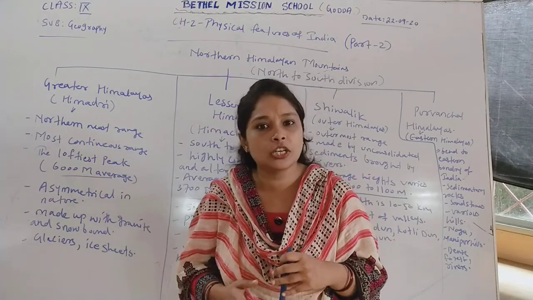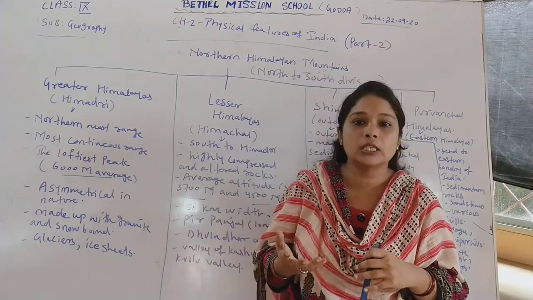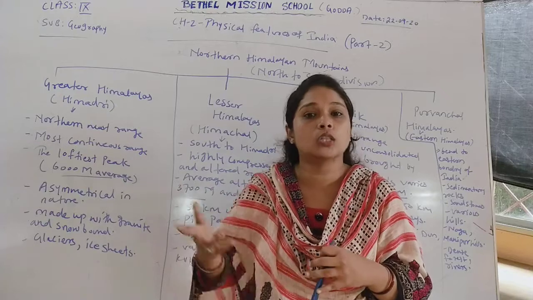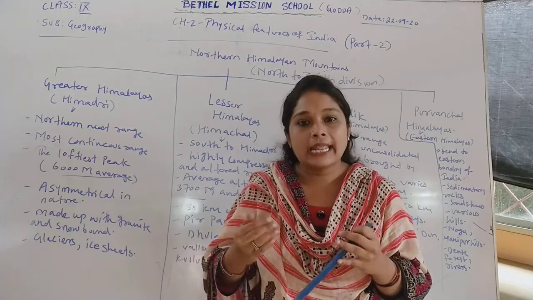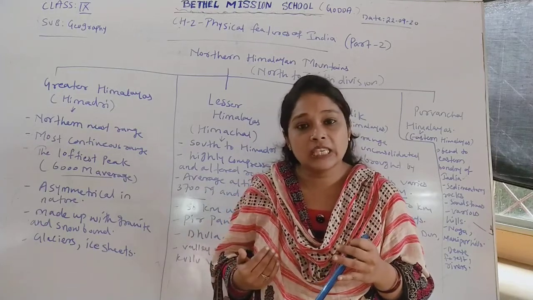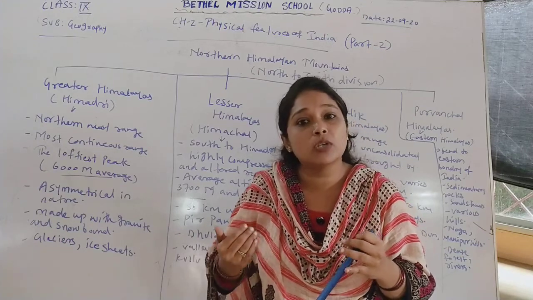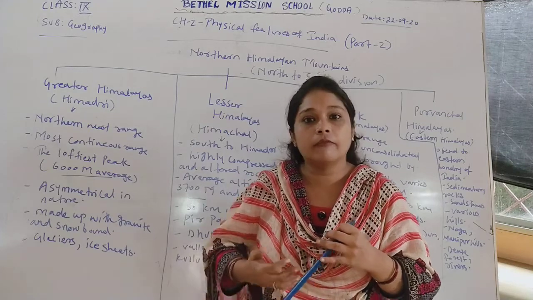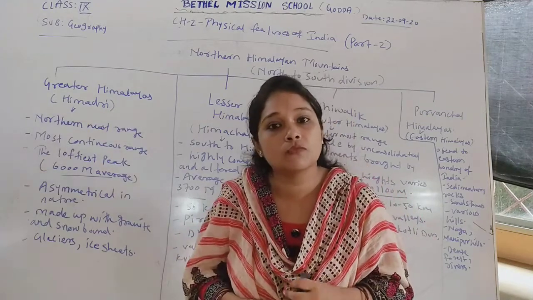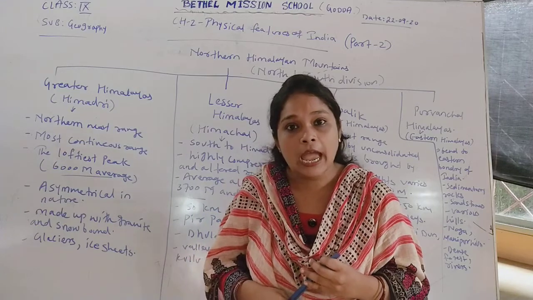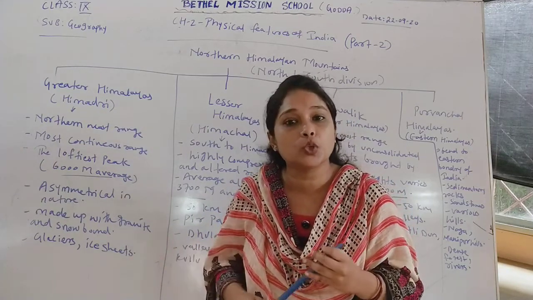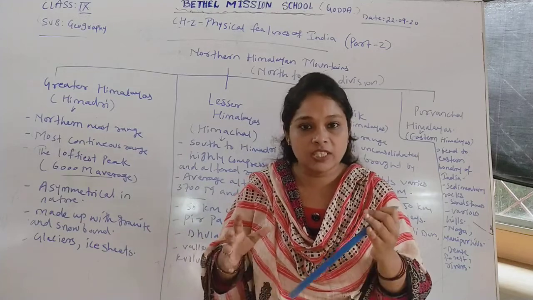Now in our last session, I told you that the northern Himalayan mountains lie in the most northern part of India, and they have different parts. We have seen that they are the loftiest, highest mountain ranges in India, or in Asia, with a length of 2,400 kilometers and a width of 400 kilometers in Kashmir to 150 kilometers in Arunachal Pradesh.